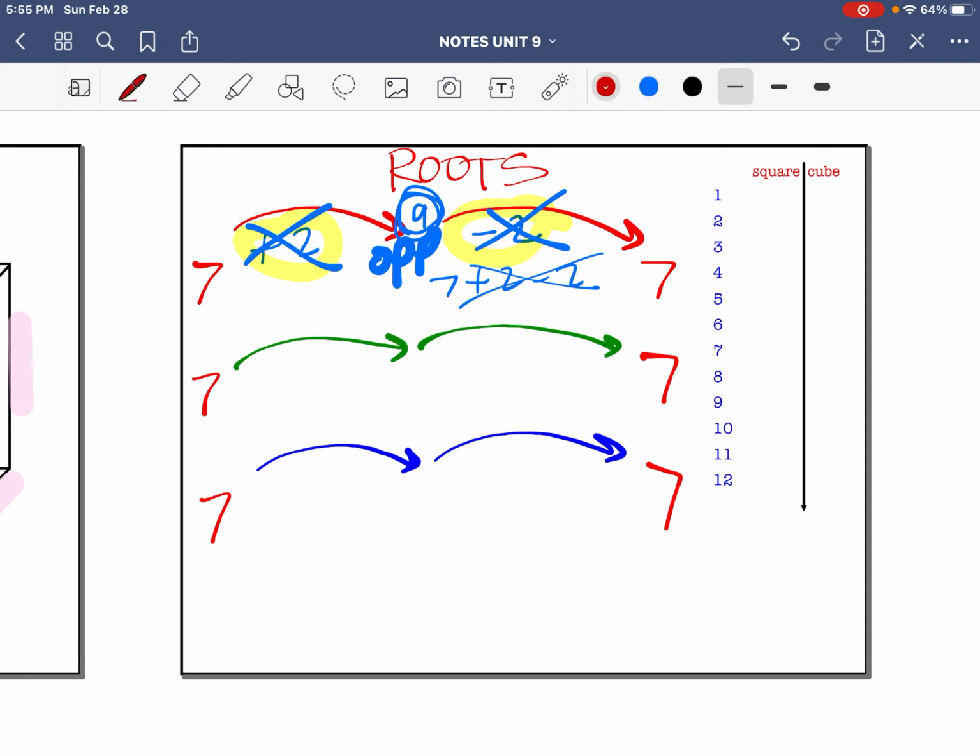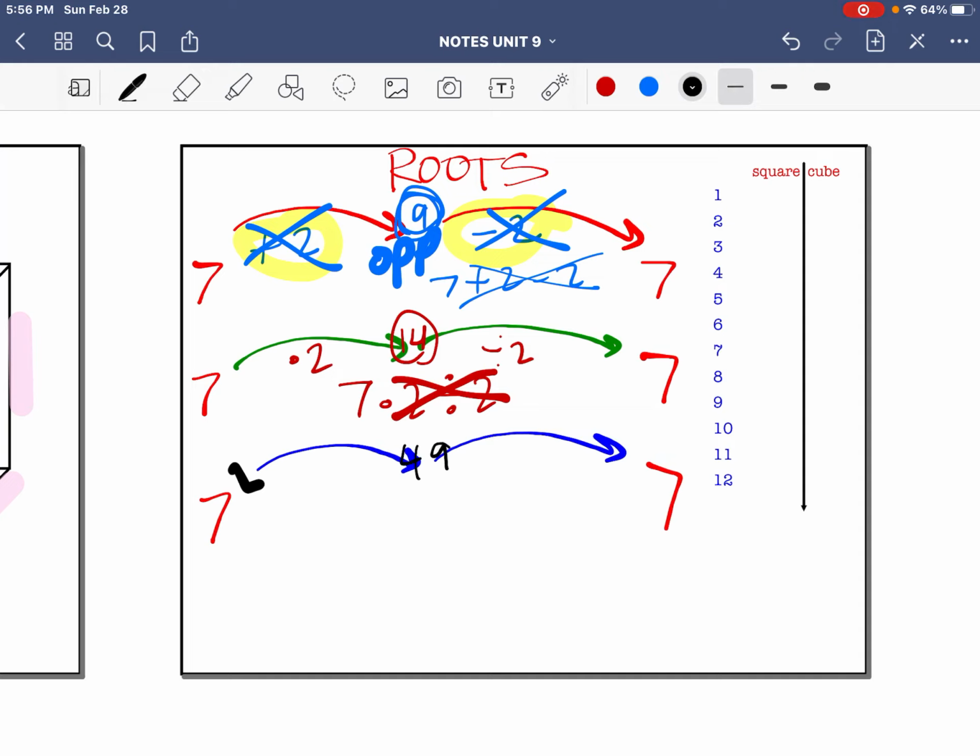Now, what if we did multiply? 7 multiplied by 2 takes us to 14. And to get back to 7, we're going to have to undo that, which is divide by 2. We're going to use the same logic here. 7 times 2 divided by 2, these two things cancel out, which leaves us just with 7. Now, here is where we run into the new stuff that we haven't talked about before. If I have 7 squared, that is 7 times 7, and that takes me to 49.